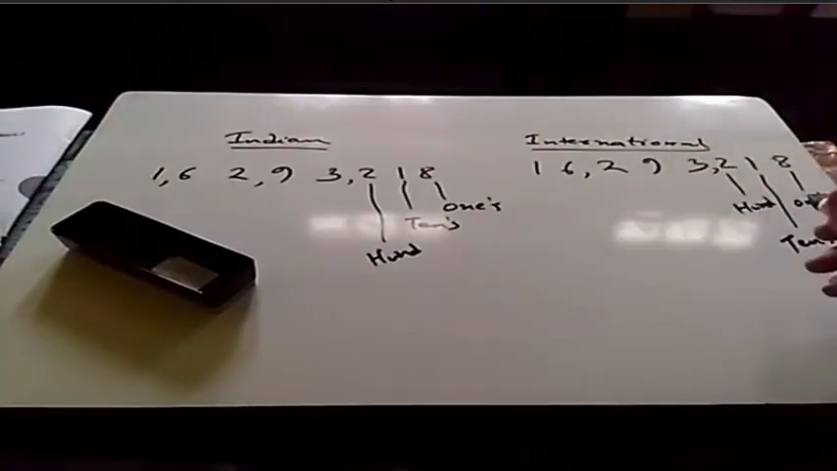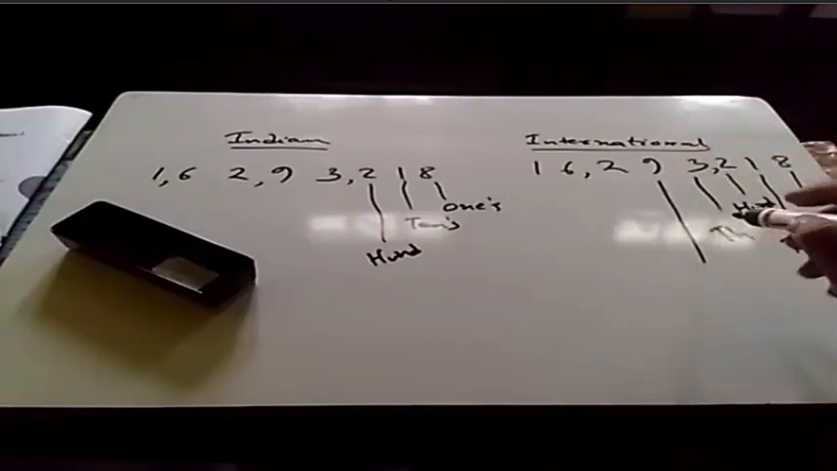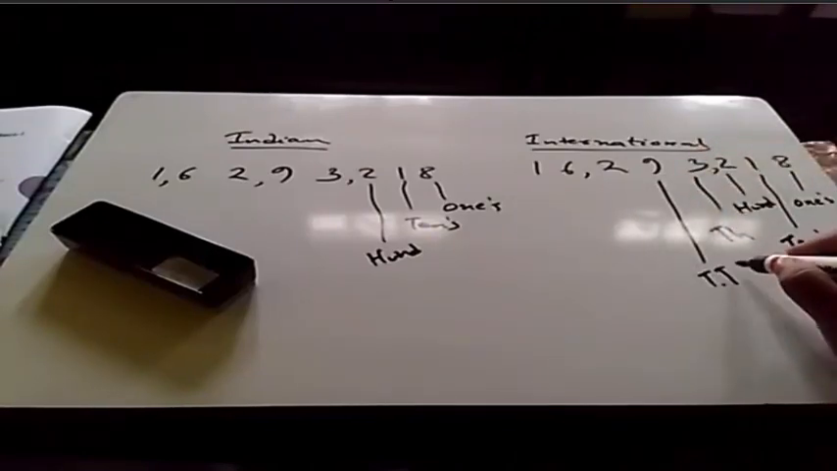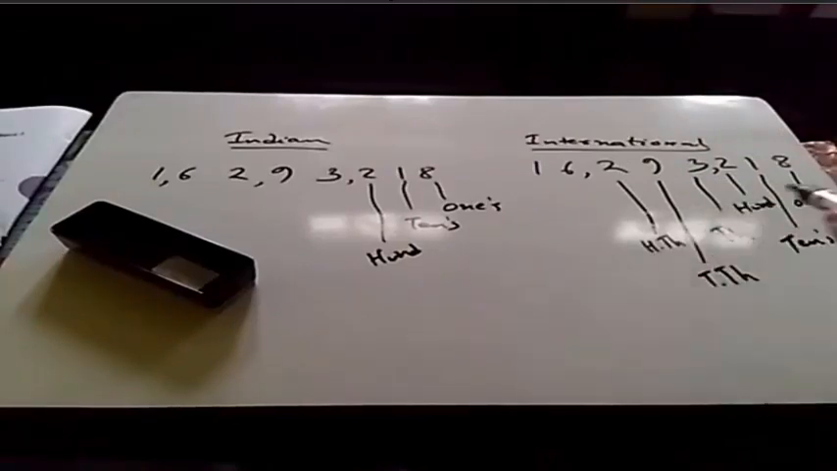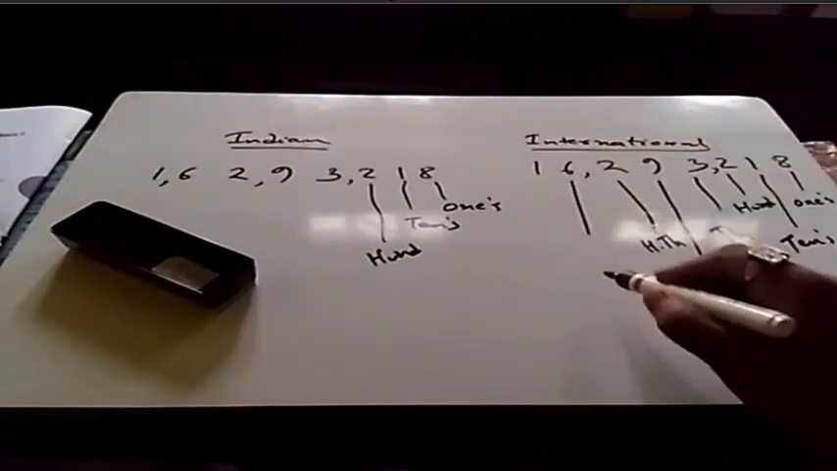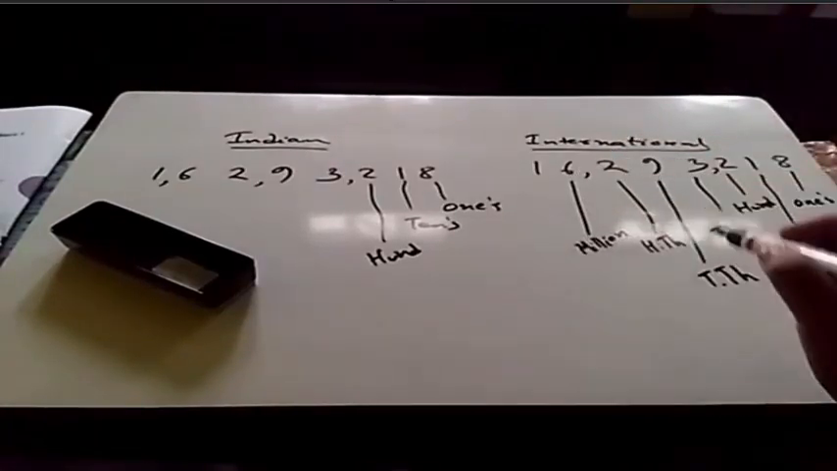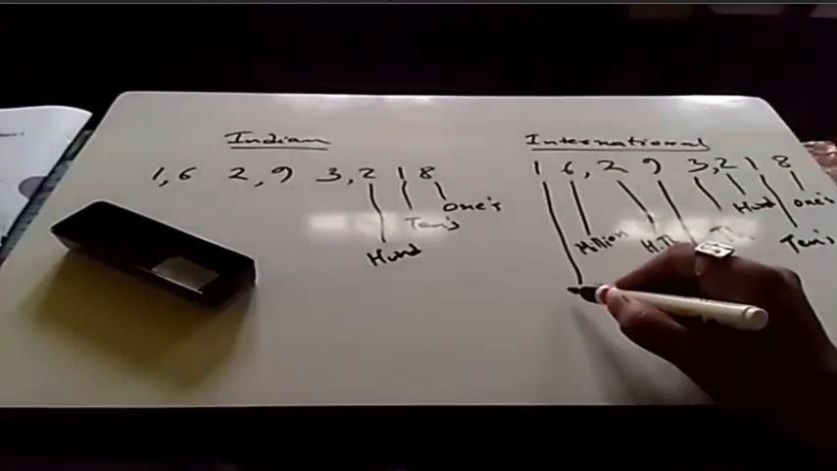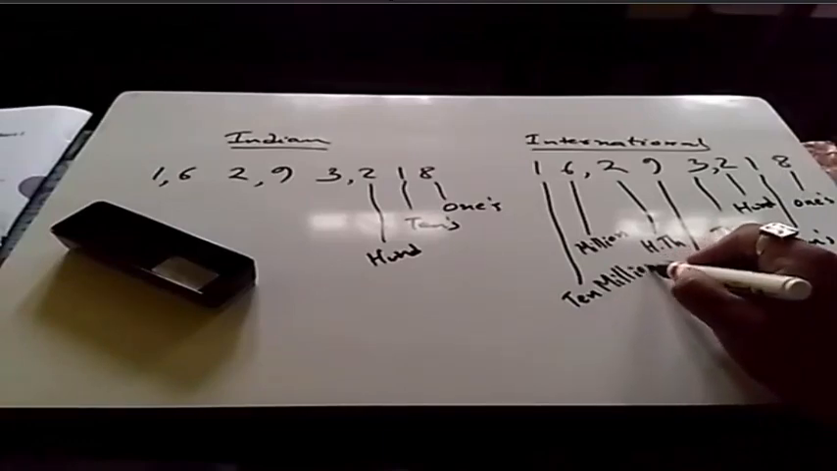In international system, after 100 comes 1000, then 10,000 and then 100,000. After 100,000 comes a million, and after million comes 10 million.